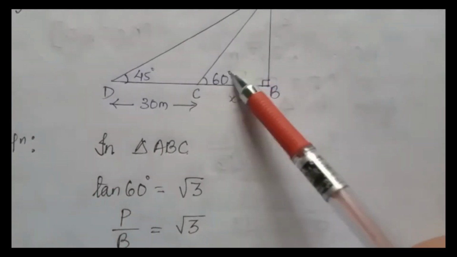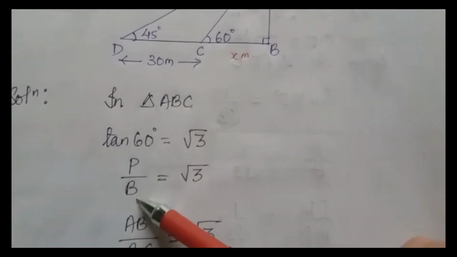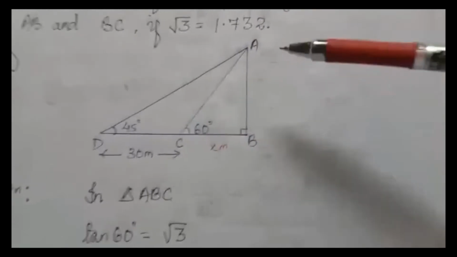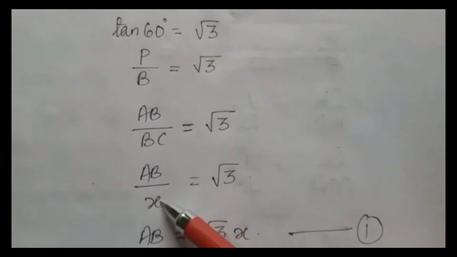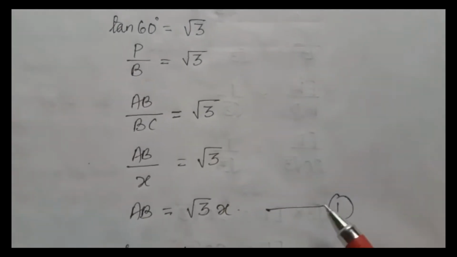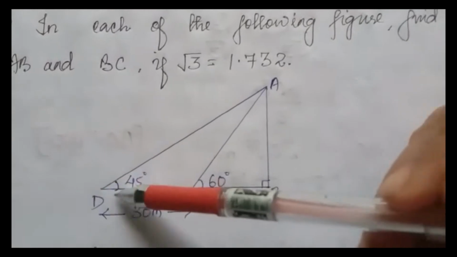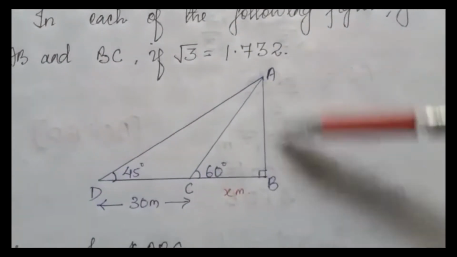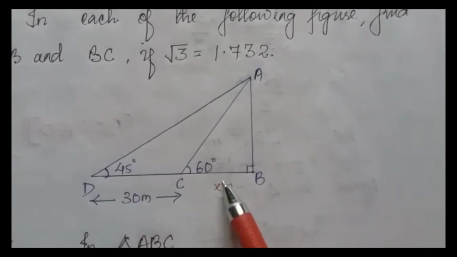So tan 60 degree is root 3, so perpendicular by base is equal to root 3. Perpendicular is AB, base is BC, so AB by BC, that is x, is equal to root 3. So AB is root 3x. This is equation 1. Now we will consider this triangle ABD. AB is perpendicular, BD is base. So base will be 30 plus x.